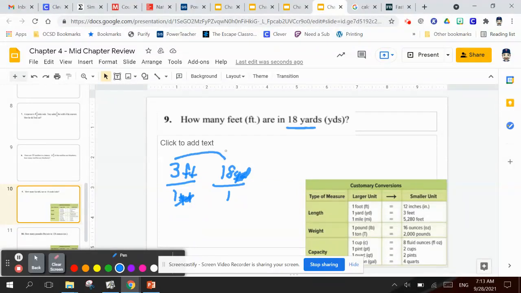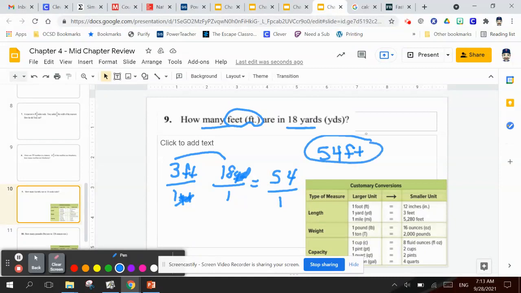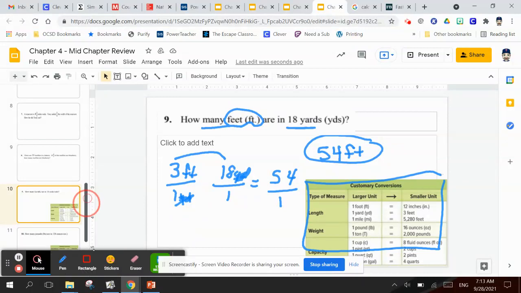I multiply 3 times 18, which would be 54. 1 times 1 is 1. So 54 over 1 equals 54. And we're looking for how many feet? So 54 feet. Again, I want to make sure I use this chart to help me out on these types of problems.